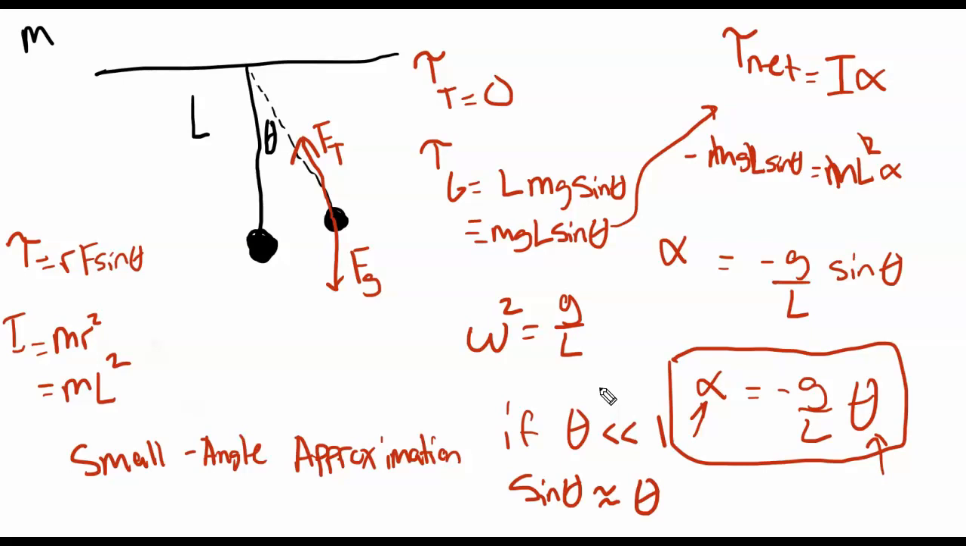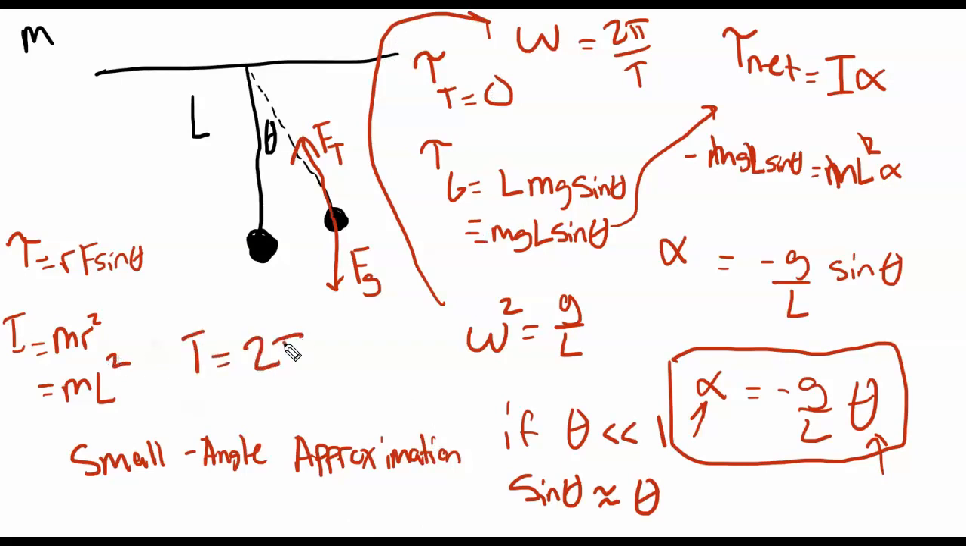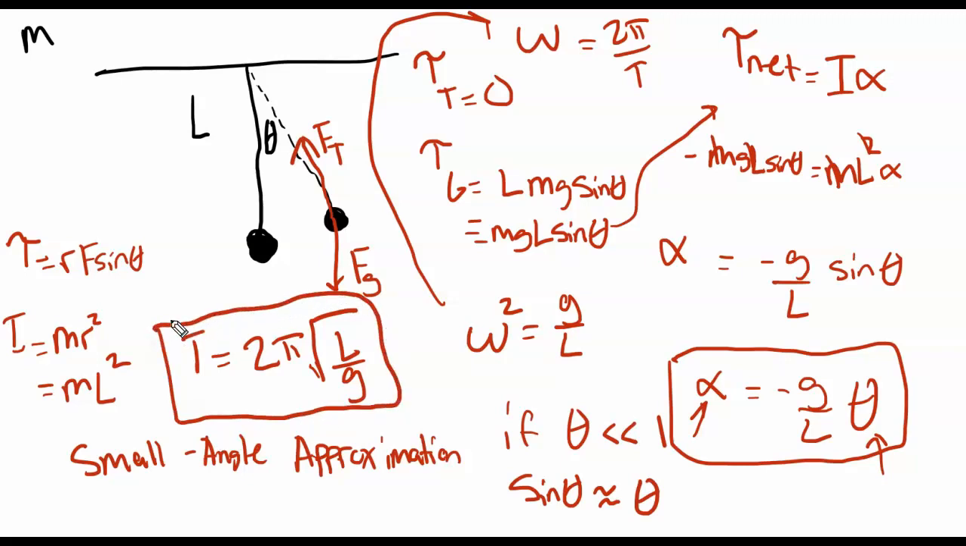Okay, and so what you can show is because omega is equal to 2 pi divided by the period, if you take this and you plug it into this equation, you can show that the period for a pendulum is equal to 2 pi times the square root of L divided by g, where L is the length of the string and g is the acceleration due to gravity. Okay, and so this equation allows you to calculate the period of a simple pendulum.